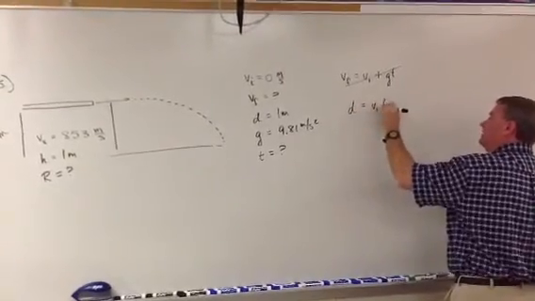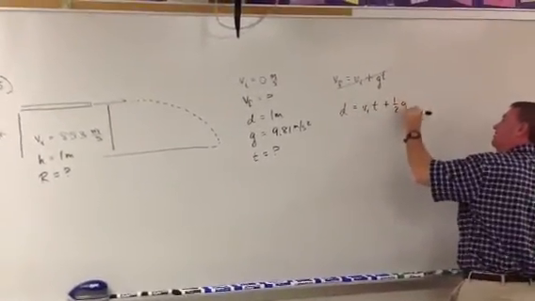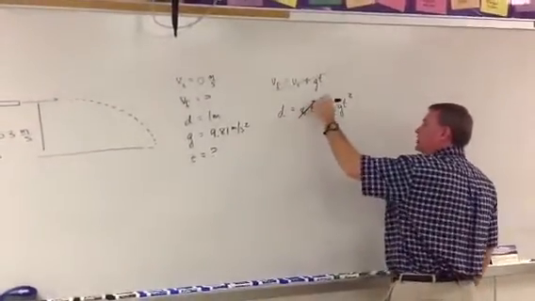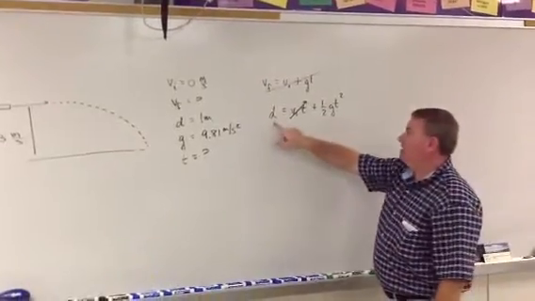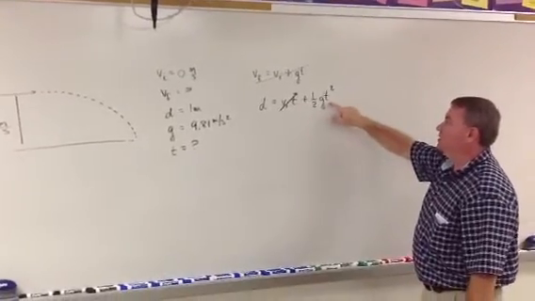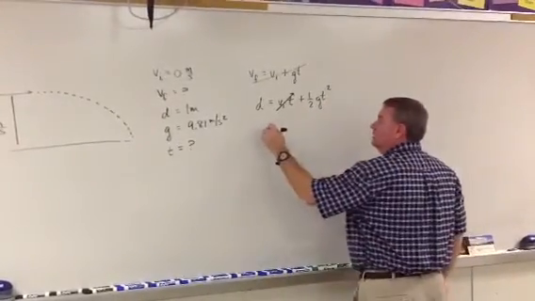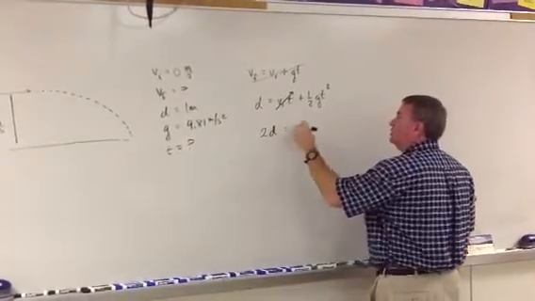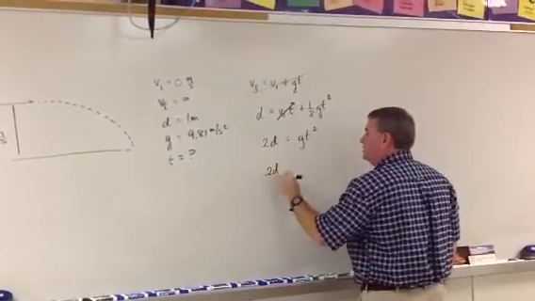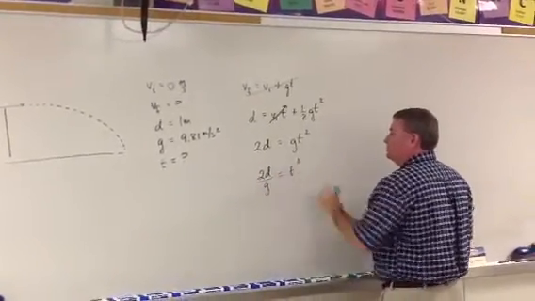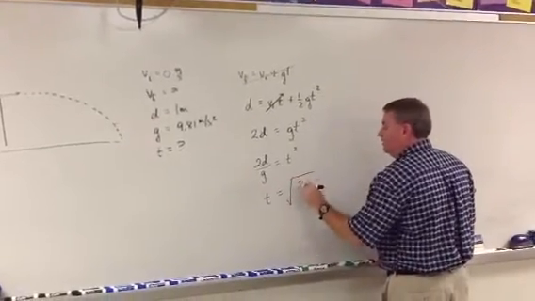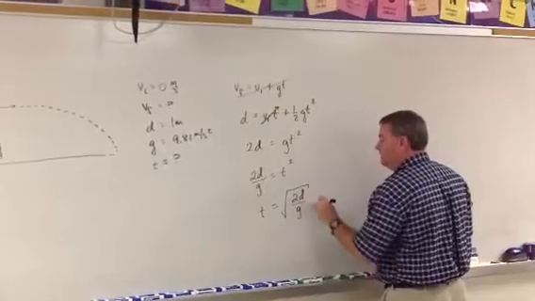Distance is equal to Vi t plus 1/2 G t squared. Initial velocity is 0, so that term cancels out. We have the height that it's going to fall. We have gravity. We don't have time, so we can use this equation and solve for time. 2 times distance is equal to G t squared. Divide both sides by gravity: 2 times distance over gravity is equal to time squared. Take the square root of both sides. Time is equal to the square root of 2 times the distance over gravity.